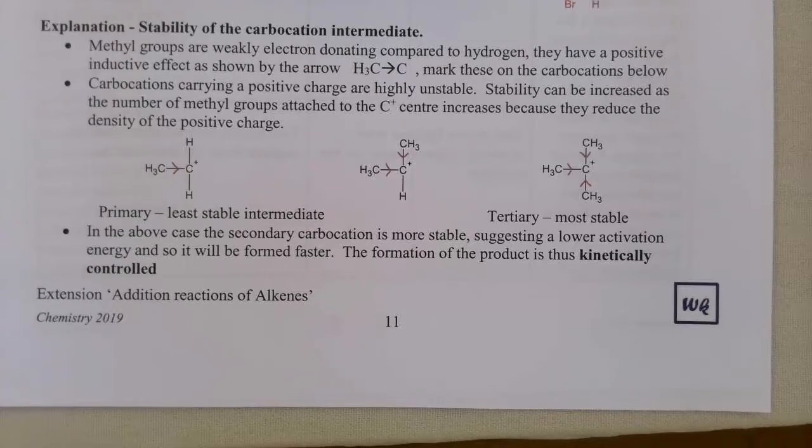2-bromopropane and 1-bromopropane are equally as stable as each other. It's not down to the product, it's down to the intermediate carbocation, which determines which is the major and which is the minor product.